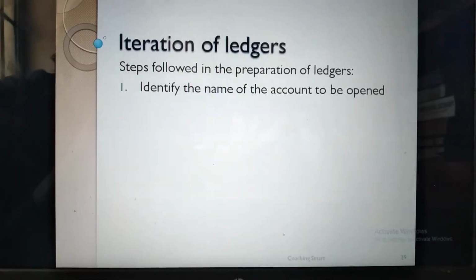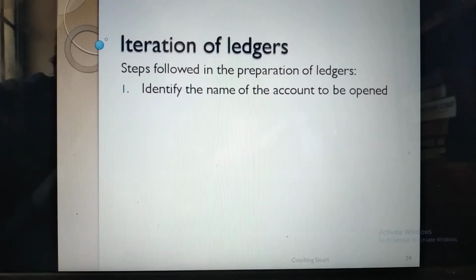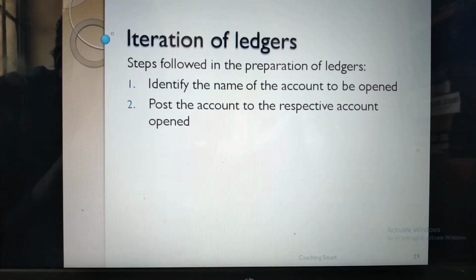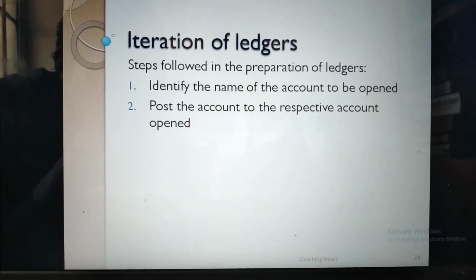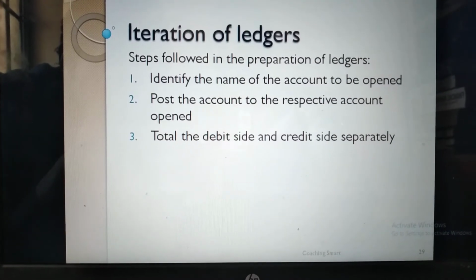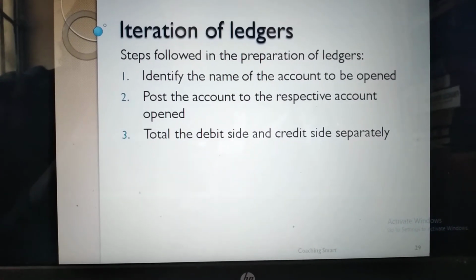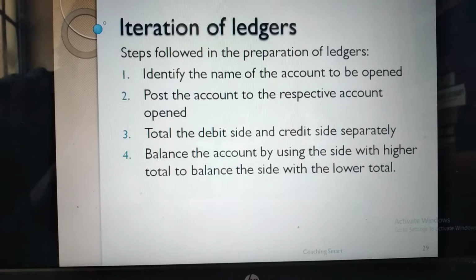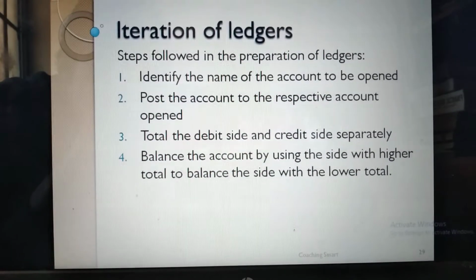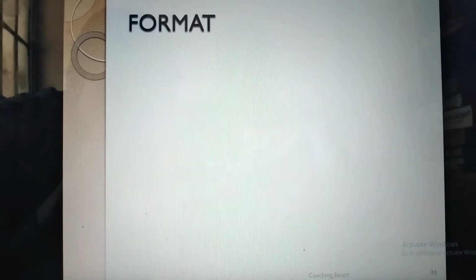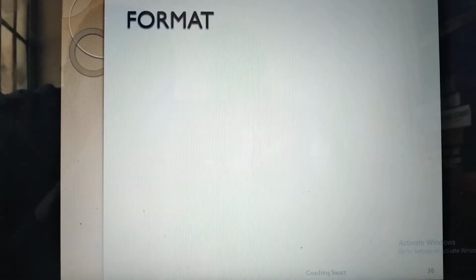Number 1, identify the name of the account to be opened. Number 2, post the account to the respective account opened. Number 3, total the debit side and credit side respectively. Number 4, balance the account by using the side with the higher total to balance the side with the lower total. That gives us the iteration, the steps to be followed in the preparation of a ledger.